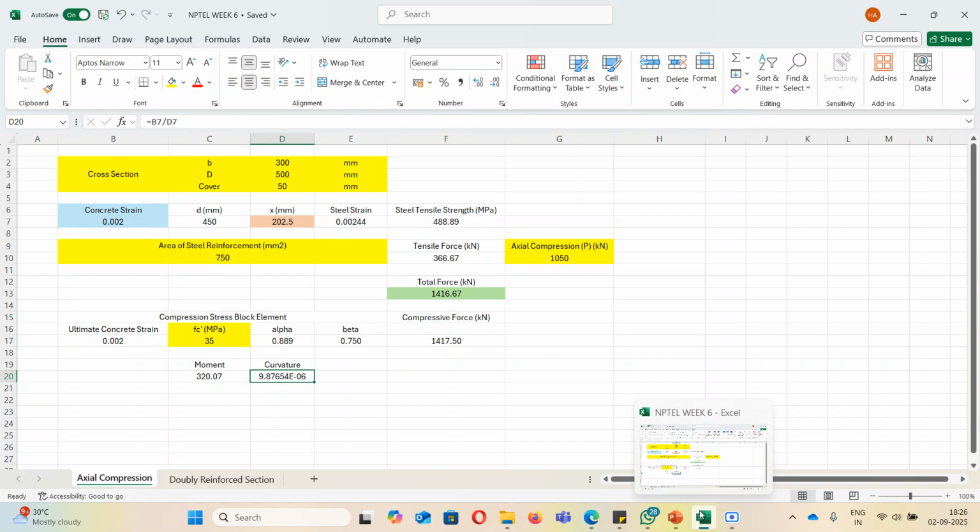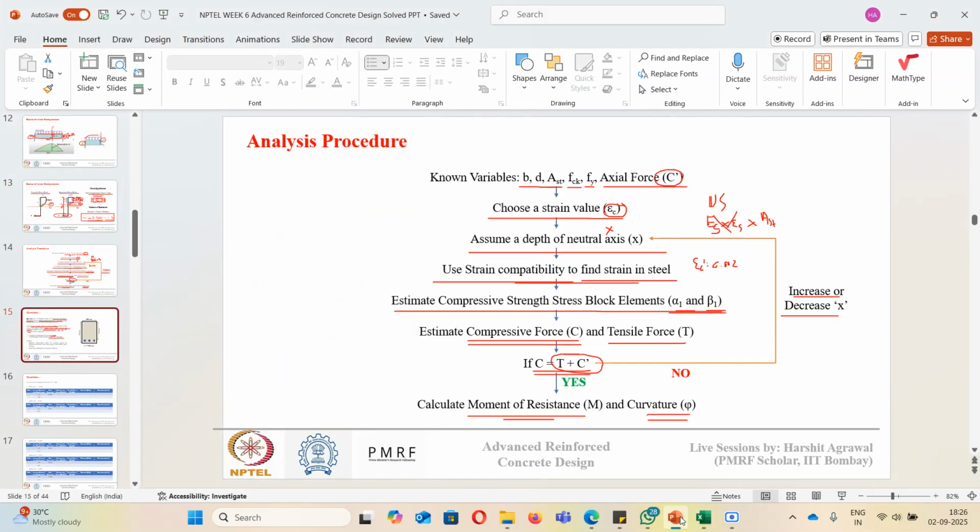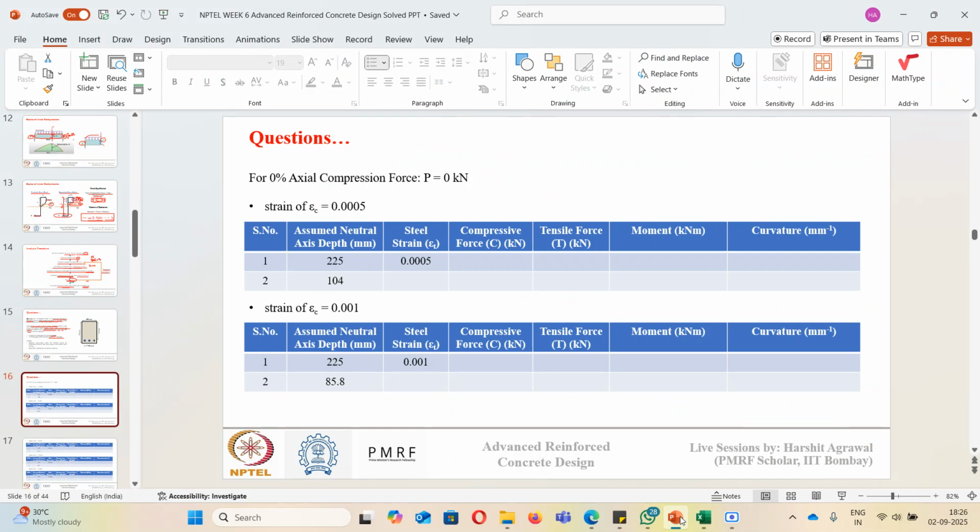Any doubt in this sheet? Is it clear to everyone? Okay, so let's see the solution now.